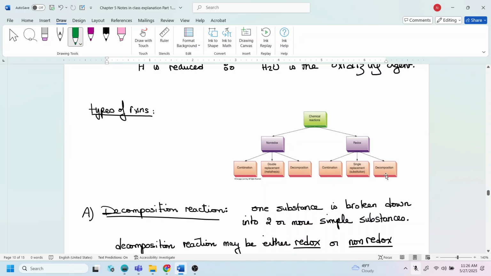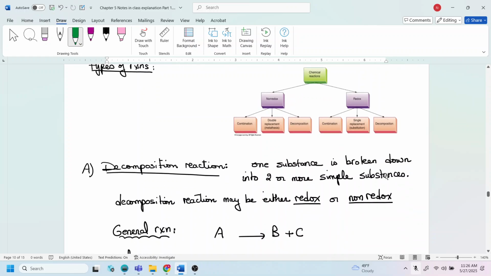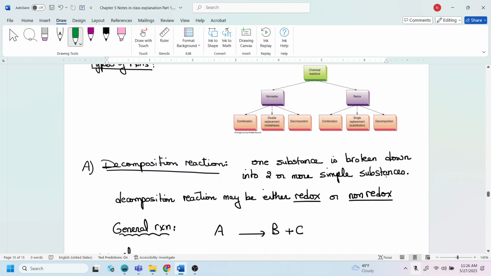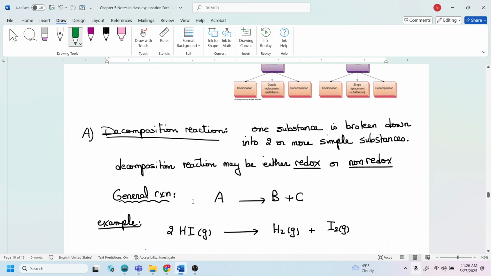We're going to define all of these types of reactions, but these are the reactions mainly in chemistry. So let's start with the first one, which is the decomposition reaction. This reaction can be either redox or non-redox. What is it? You start with one substance, A, and that substance you break down. This is why it's called a decomposition reaction, because you're breaking it down into two or more simpler substances.